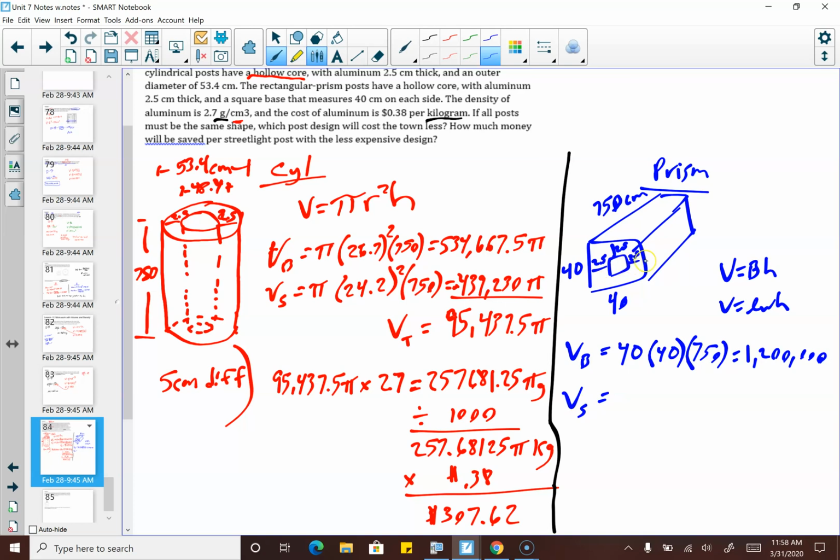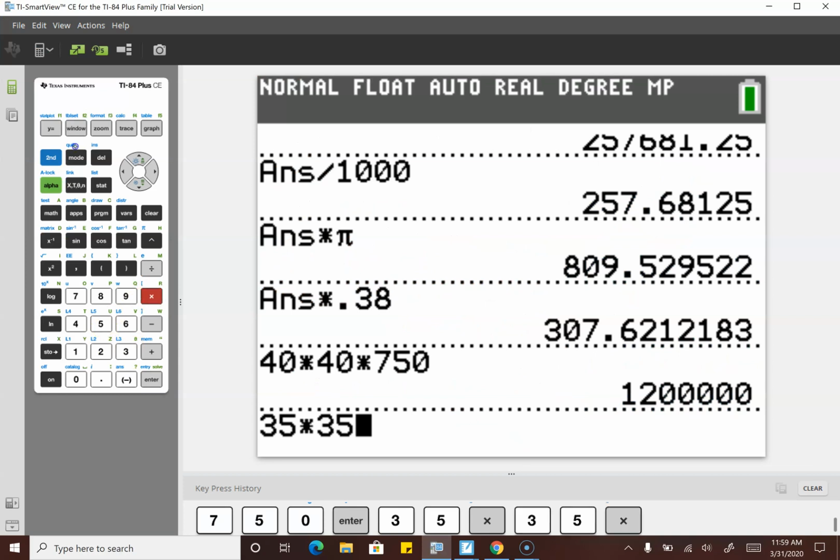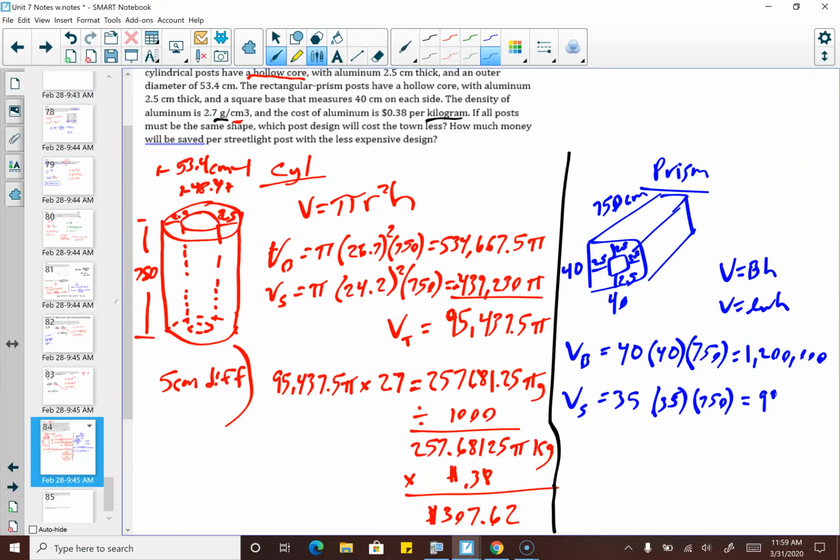So now we'll do the volume of our small one, and here's where we've got to be careful. So we're losing 2.5 on each side, so that really makes the inner 35, but then we're also losing 2.5 and 2.5 vertically. So really it becomes 35 times 35 times 750, because both the length and the width here are losing 5 centimeters off of each side. So 35 times 35 times 750 gives us 918,750.